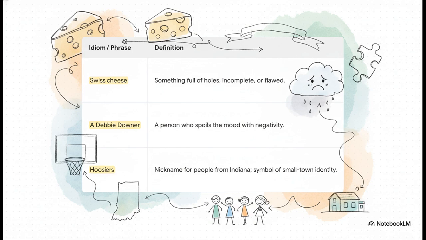And this is a perfect example of how the workbook makes it all interactive. It's not just throwing a list of definitions at you, it turns it into a matching game. You get to connect phrases like Swiss cheese or Hoosiers to what they actually mean. It makes the way the characters talk feel so much more real and easy to grasp. It's just a super clever way to get the novel's voice inside your head.